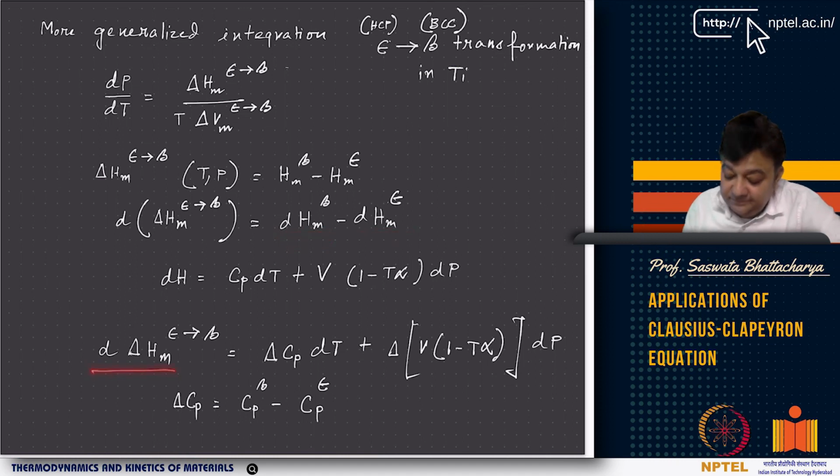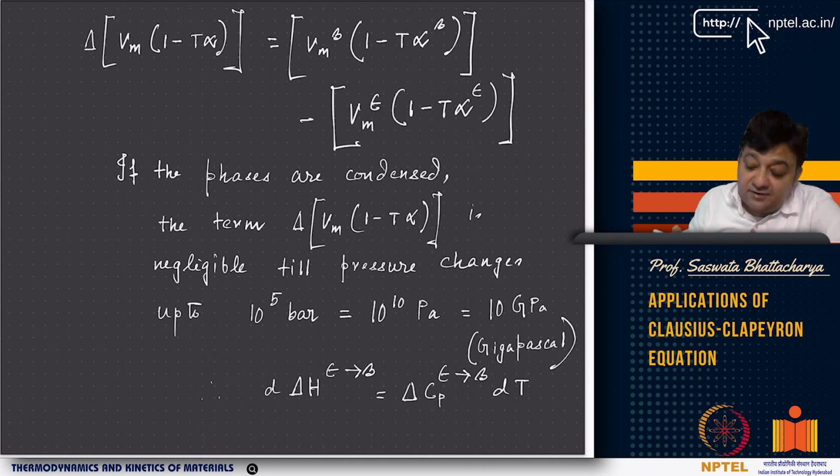So d delta Hm epsilon to beta is nothing but delta Cp dT. This has a delta Cp, because dH equals Cp dT, but this is epsilon to beta. So delta Cp is Cp beta minus Cp epsilon, the heat capacity at constant pressure of the beta phase, and the heat capacity at constant pressure of the epsilon phase, and you have delta Cp dT plus delta V into 1 minus T alpha dP. Now as you can see, for condensed phases, the change in molar volume is Vm beta (1 minus T alpha beta) and Vm epsilon (1 minus T alpha epsilon).